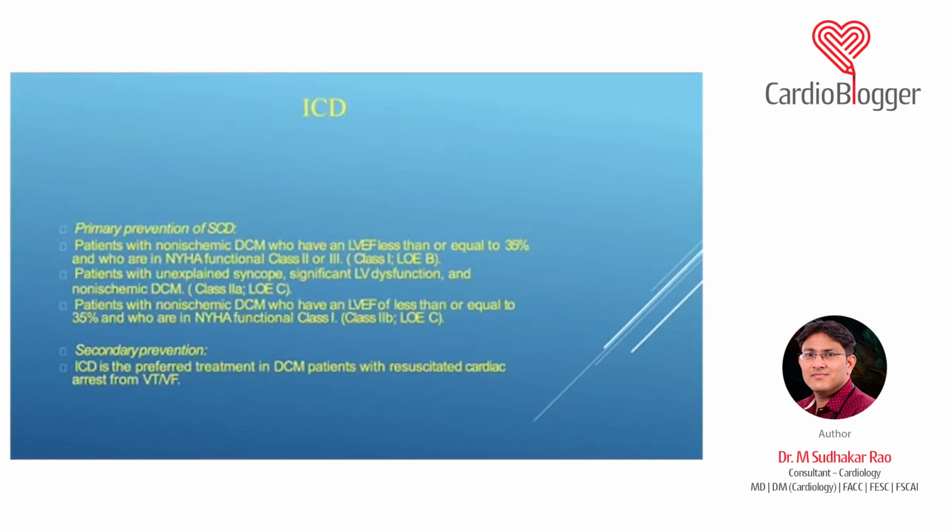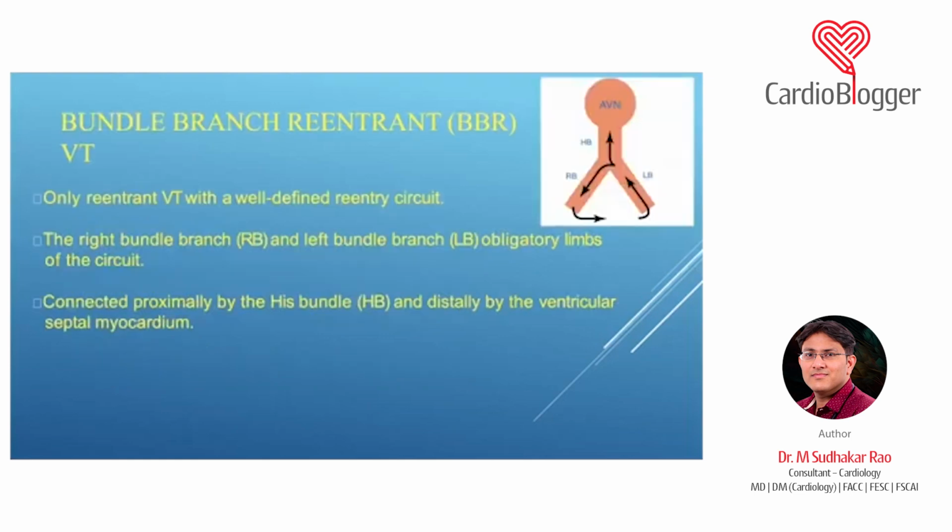For primary prevention, all patients with non-ischemic dilated cardiomyopathy who have an EF of less than 35% in NYHA class 2 or 3, you have to put in an ICD, and in NYHA class 1 if the EF is less than 30. Patients who have a resuscitated cardiac arrest are secondary prevention, and an ICD is definite. However, if you have an unexplained syncope, significant LV dysfunction and non-ischemic DCM also, you are justified in putting in an ICD in this group of patients.